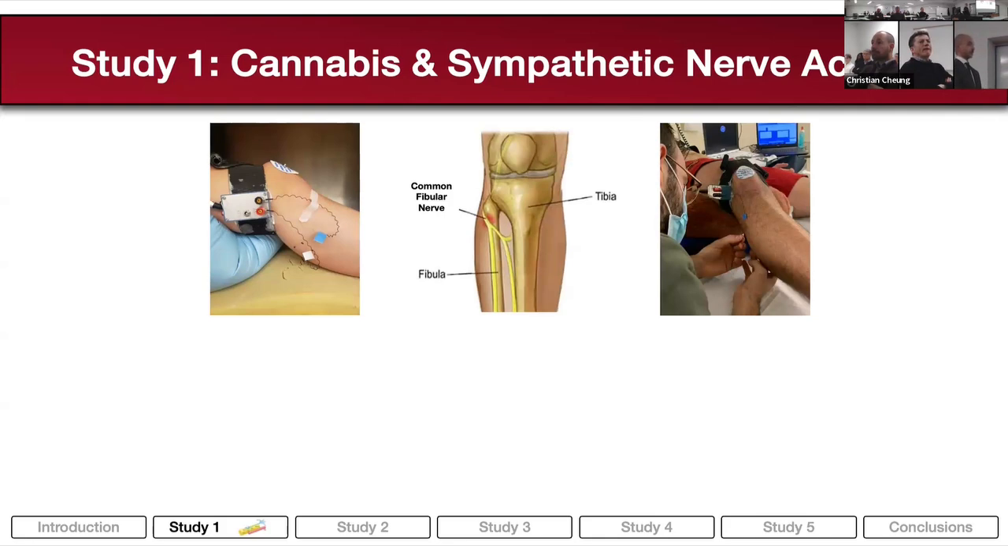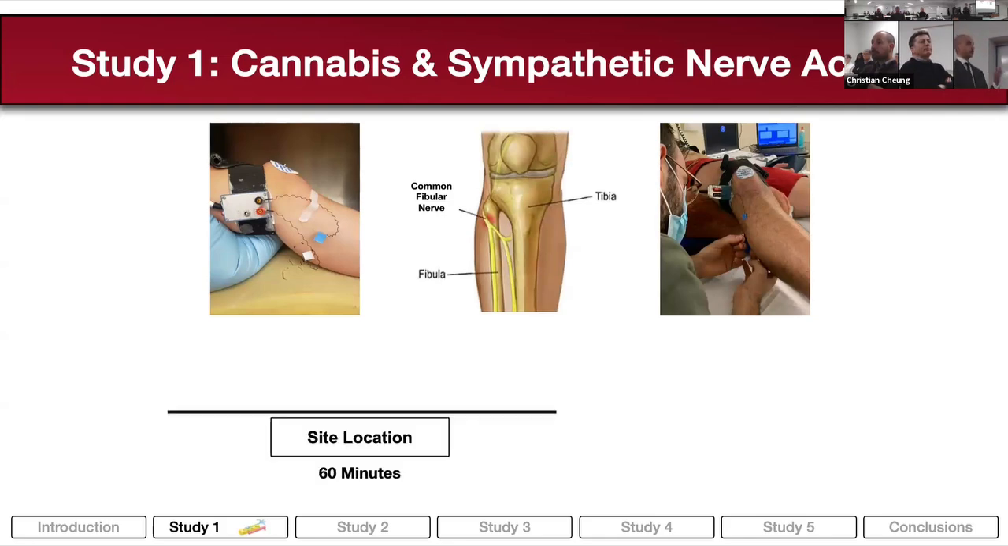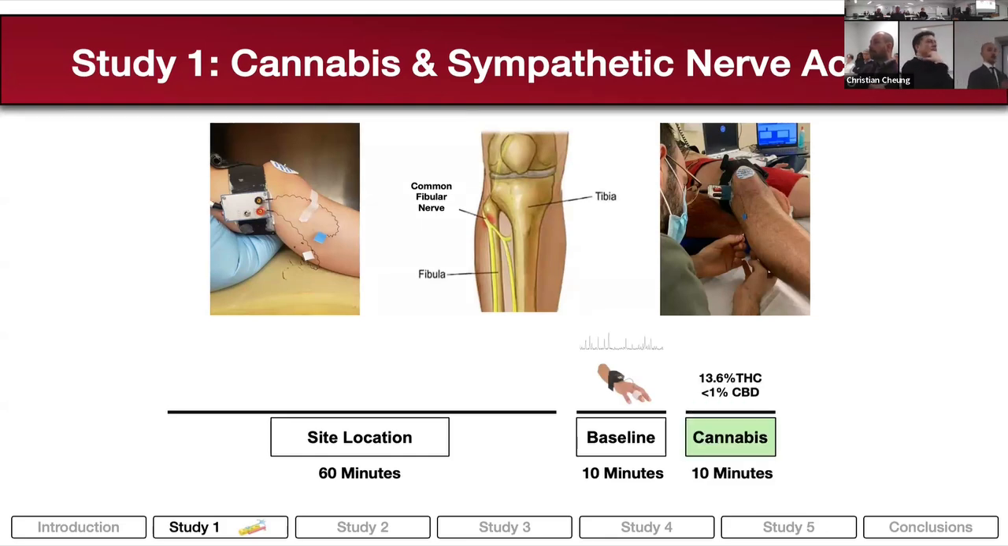So using this technique in our experiment, what we did was we essentially located an appropriate MSNA recording site for up to 60 minutes, after which we did a baseline recording for 10 minutes where we recorded MSNA and blood pressure and heart rate using finger photoplethysmography before inhaling predominantly THC containing cannabis. After this intervention, we recorded for another 10-minute period.